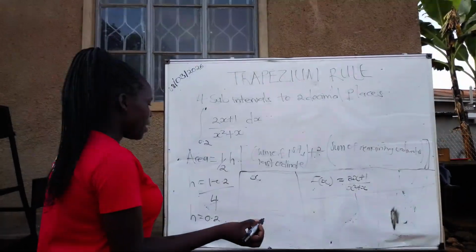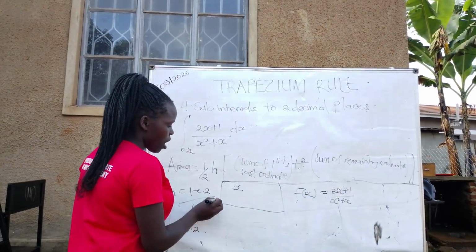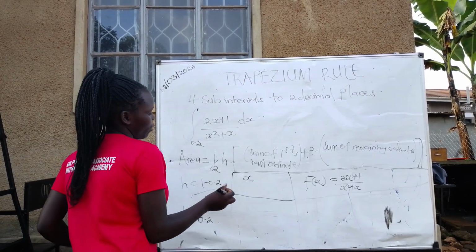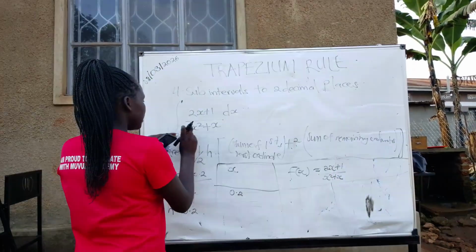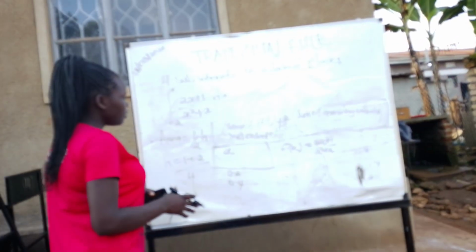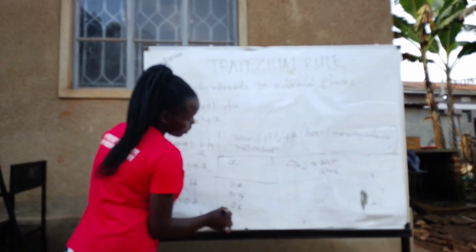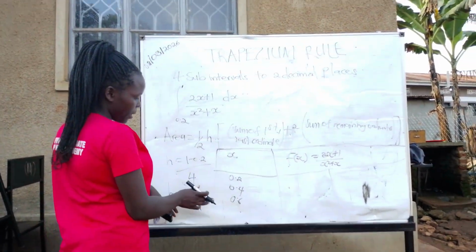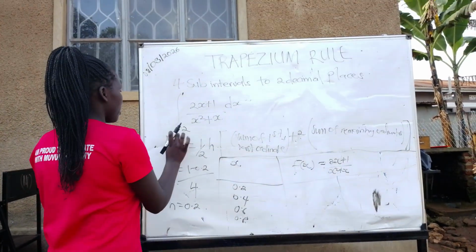And then from there, we are going to get our values of x. Our first value of x is the lower interval, which is 0.2. The second value is the lower interval plus the height, which is 0.4. The third one is the lower interval plus 2h, which is 0.6. Then the next is the lower interval plus 3h, which is 0.8. And the last one is the lower interval plus 4h, which is 1.0.